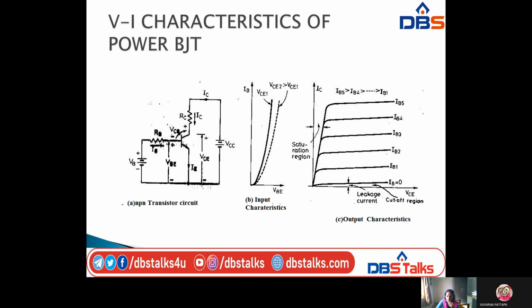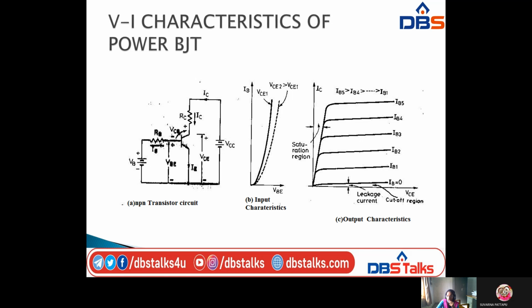The obtained curves are for the base current IB. The first curve is IB equal to 0, then IB1, IB2, IB3, IB4 and IB5. Here IB5 will be greater than IB4, and so on, down to being greater than IB1.